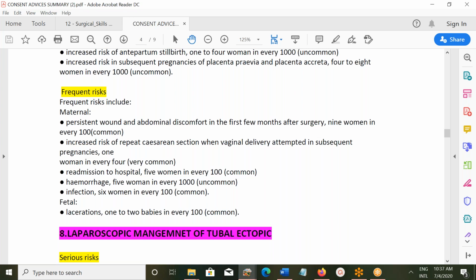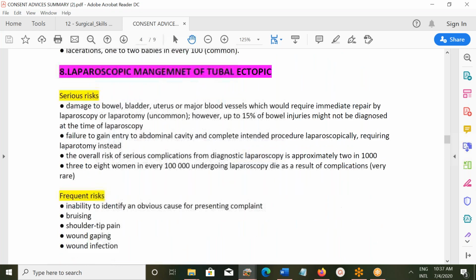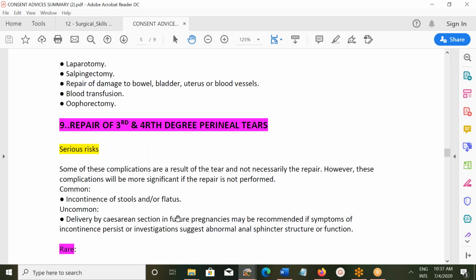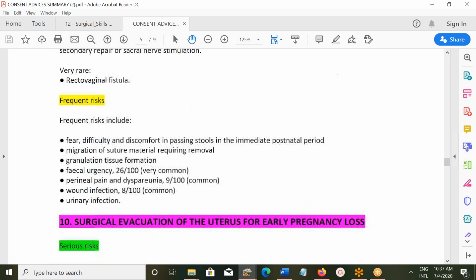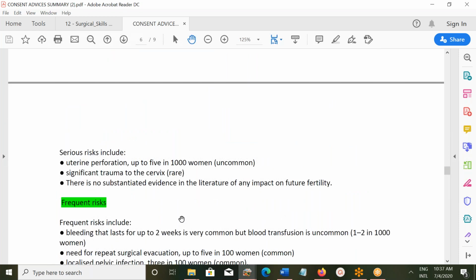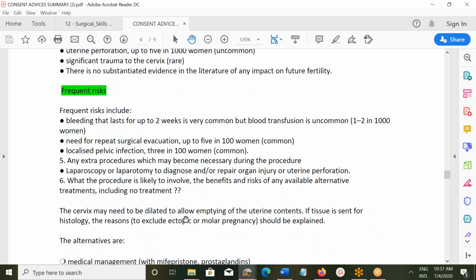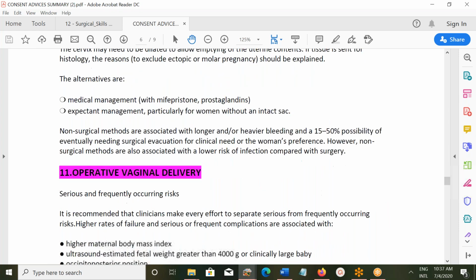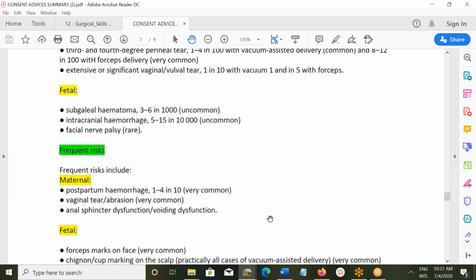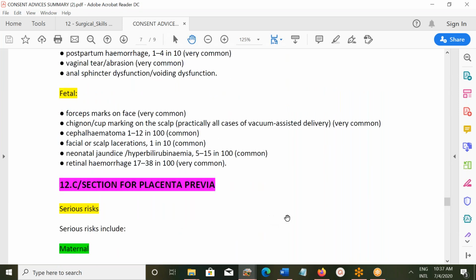The fetal issues are lacerations, mostly scalp lacerations, with an incidence of 1 to 2 babies in every 100. That is common. If the baby sustains some cut, you should counsel them that these things do happen and it is not going to cause any other problem. It doesn't need suturing because just by giving compression, it is going to be fine. That's all you need to remember about the cesarean section.